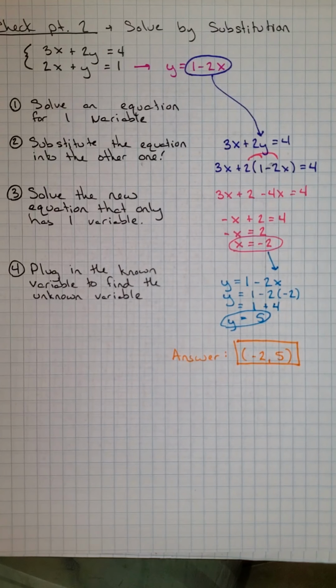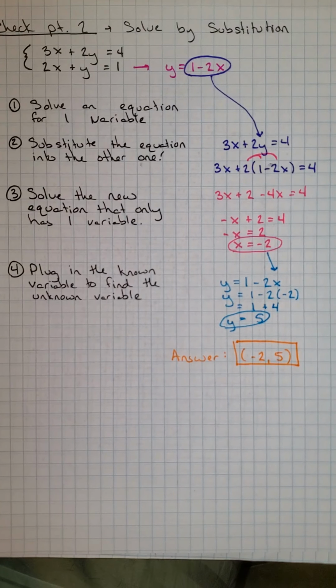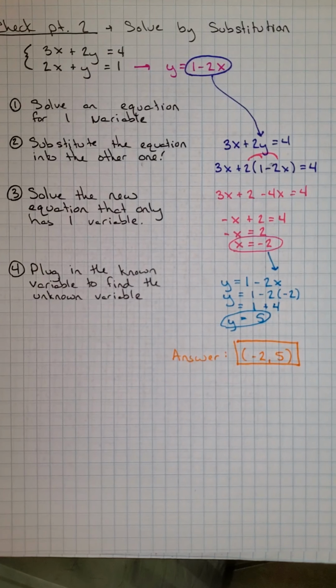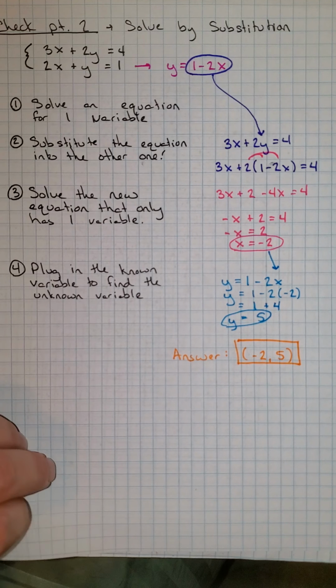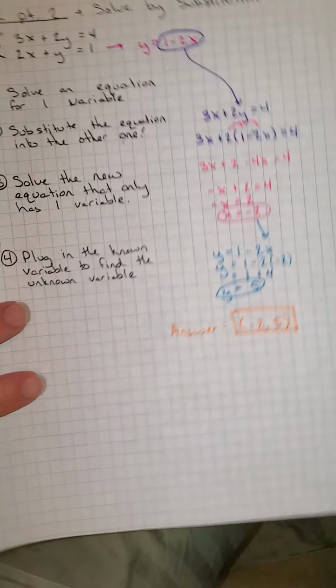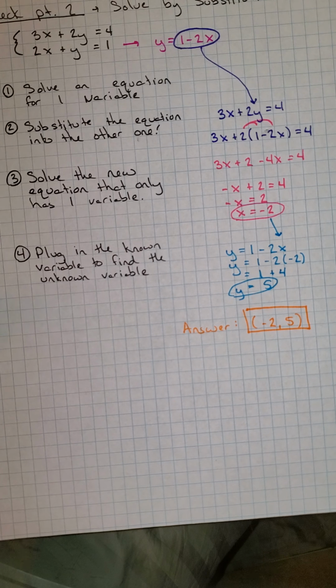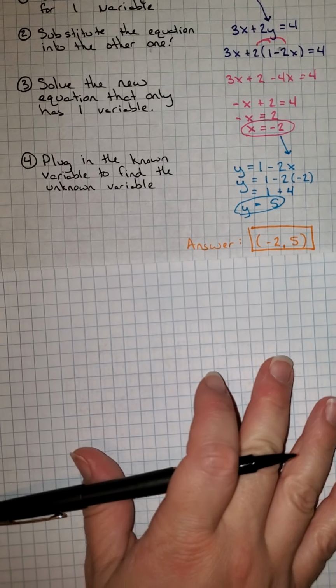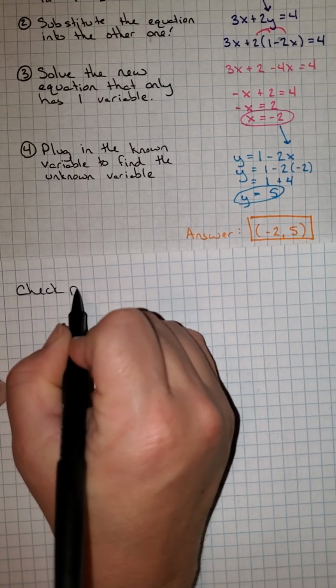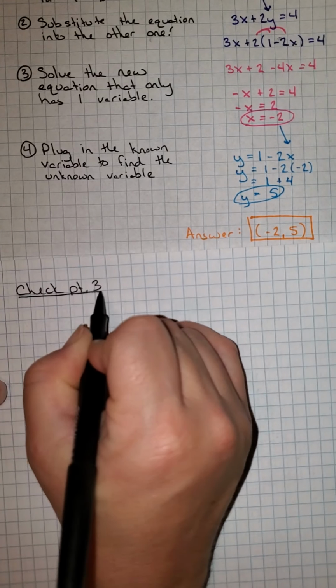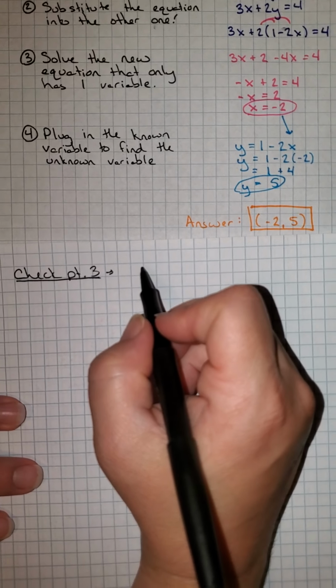Okay, checkpoint 3 is to solve by elimination or addition method. Different books call it different things. Just use their words, solve by addition.